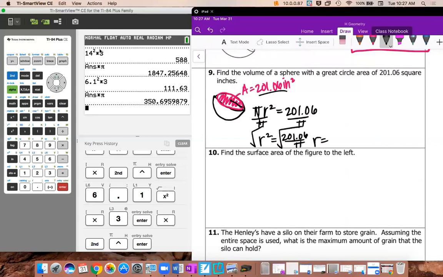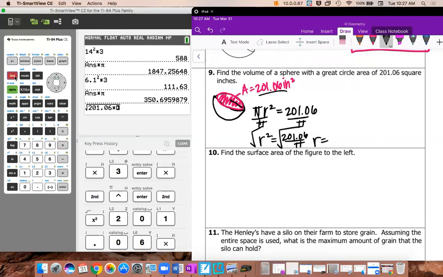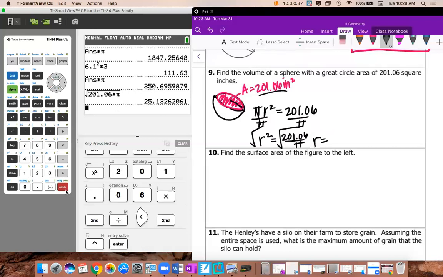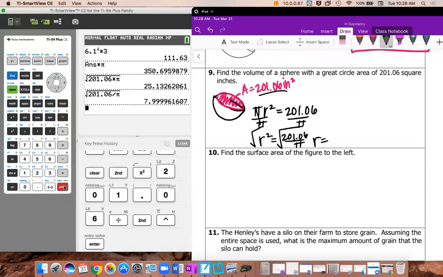And then I'm just going to plug that all in my calculator. So second square root of 201.06 divided by pi. Divided by pi. And we get that our radius, let's see, did I do something wrong? Oh, I multiplied. Second square root of 201.06 divided by pi, not multiplied. And we get, okay, all of those 9s round up. So our radius for this one is going to be 8.